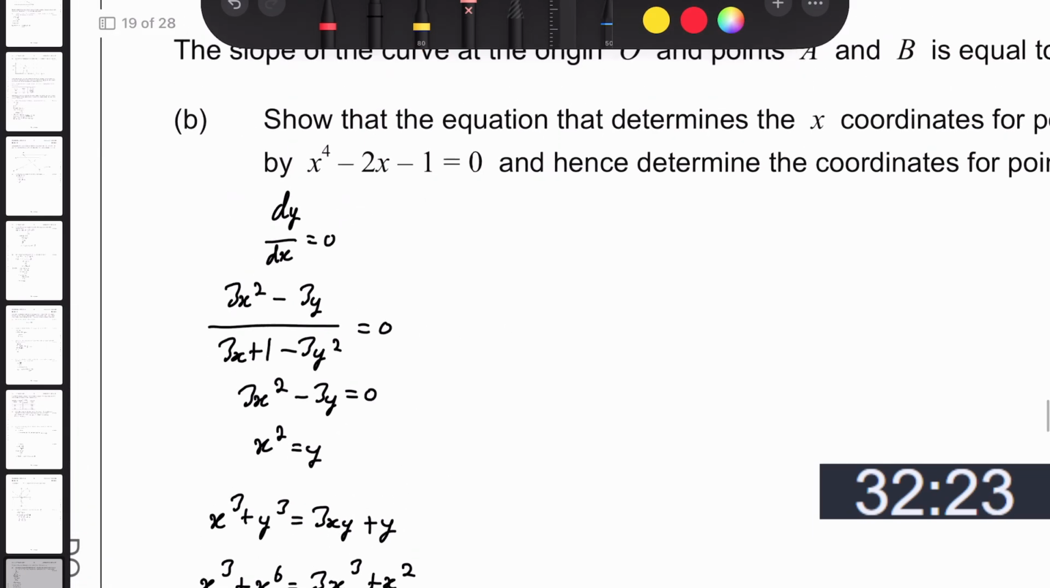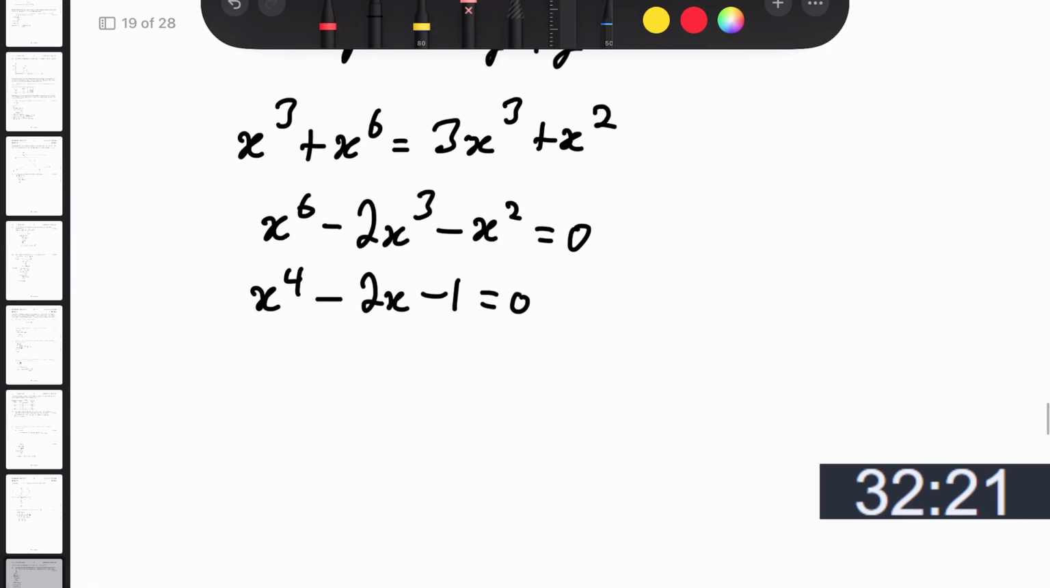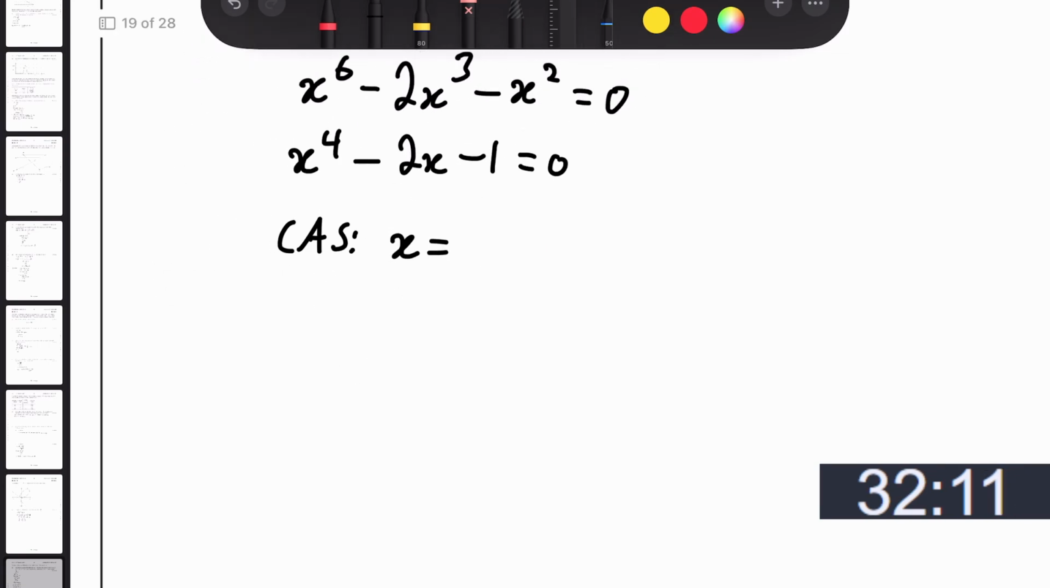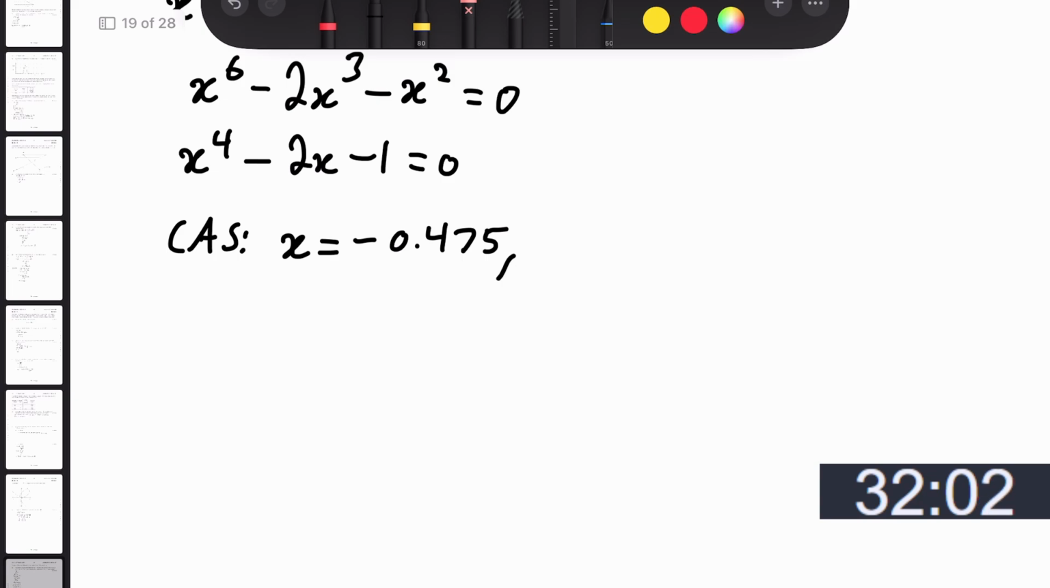Nice. Okay, I'm cooking. Now on my CAS, solve x⁴ - 2x - 1 equals 0. So x is equal to negative 0.475 and 1.395.